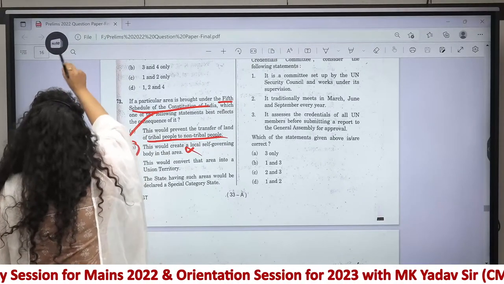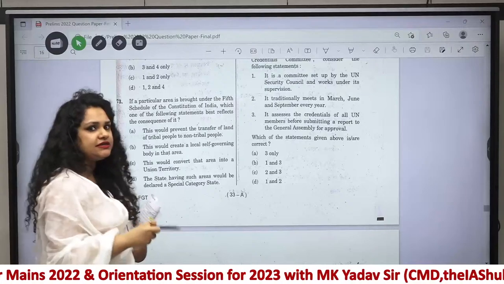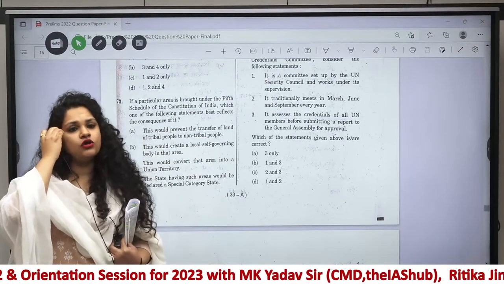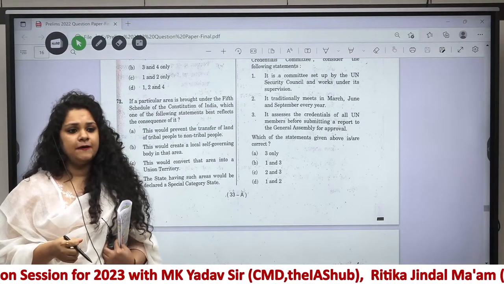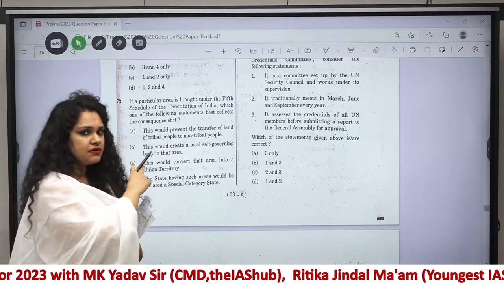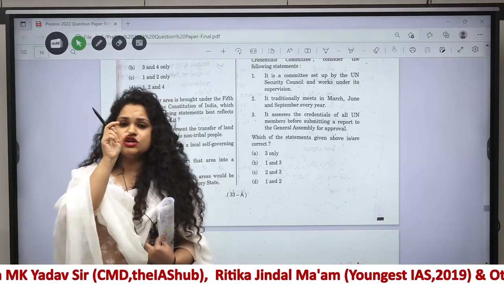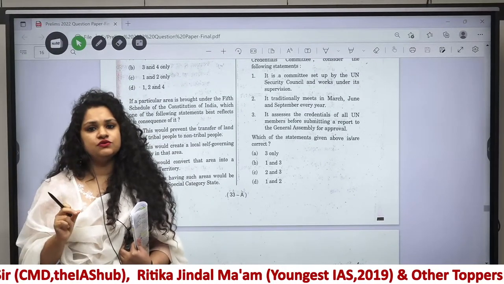Moving on, this completes our Polity. Let's quickly have a look at international relations and also get an insight into what UPSC had asked this year. A lot of questions have been derived from the current news. In fact, jo question ke wordings hai wohi likha hai ki "recently in news."